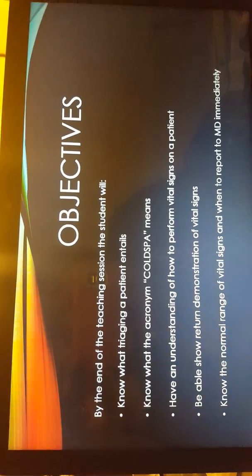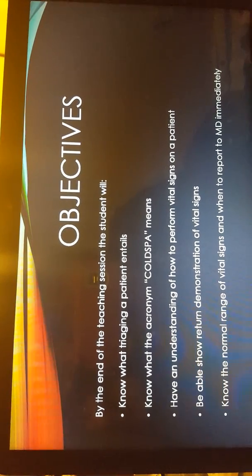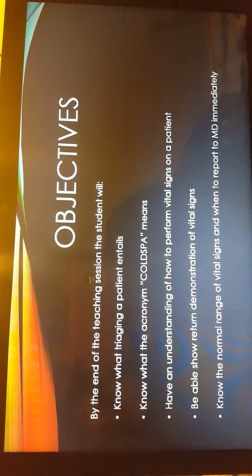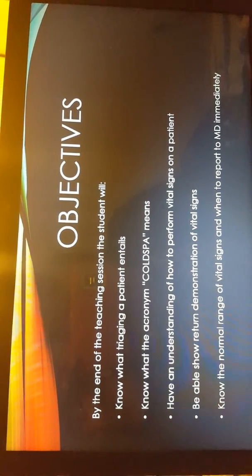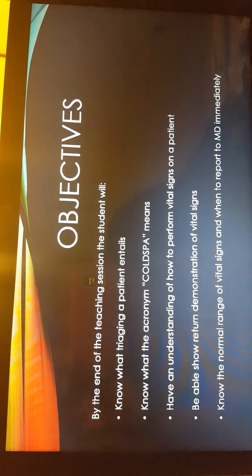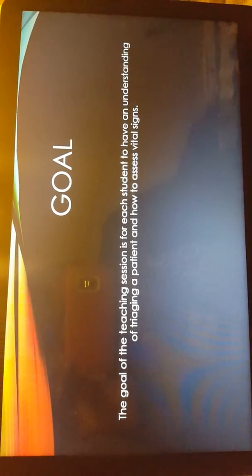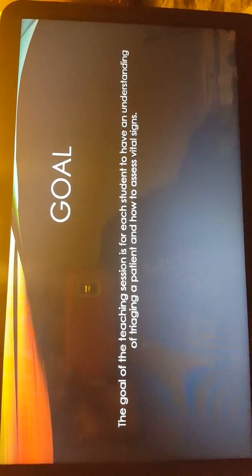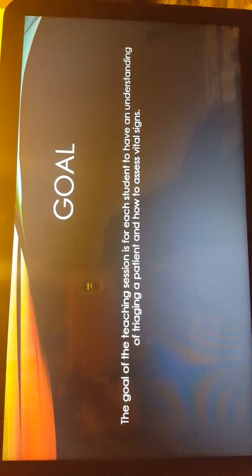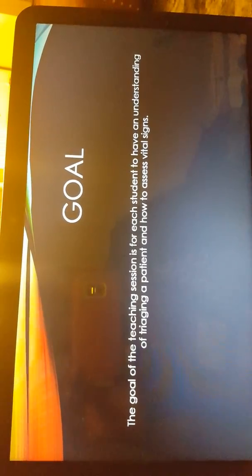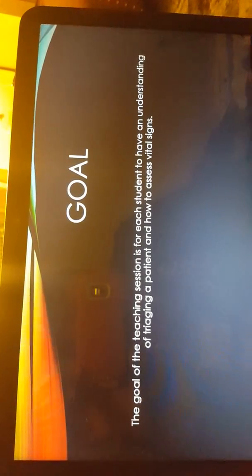They'll be able to show return demonstration of vital signs. They will know the normal range of vital signs and when they will need to report them to the MD. The goal of this session is that each student will have an understanding of triaging the patient and how to assess vital signs.